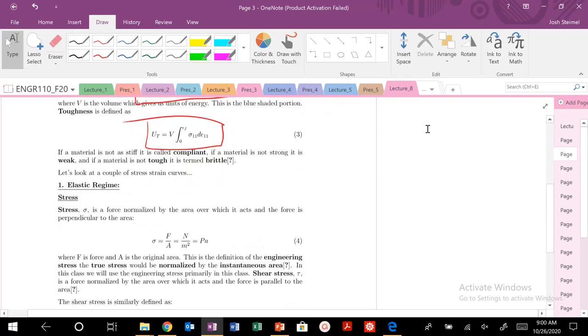Nice. So not stiff, compliant; not strong, it's weak; material is not tough, it could be brittle. Again, toughness and brittleness, we'll talk about that a little bit later on.